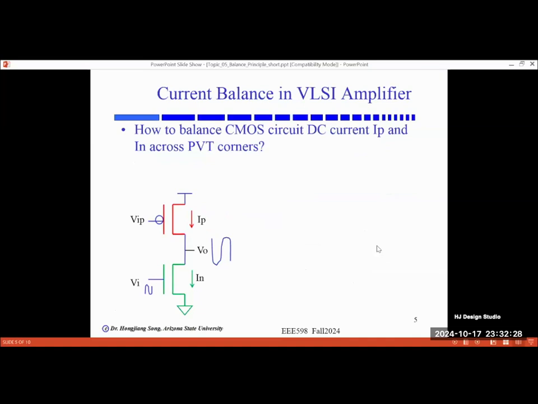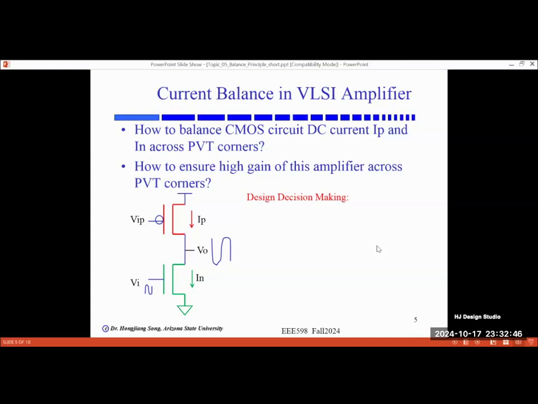So now the first one is really how can we balance the current bias, DC bias in the PMOS, NMOS. Second one is how can we ensure the amplifier is always in high gain condition across PVT corner. So this will involve three critical decision-making thoughts. The first one, we need to force the correlation of the biasing current in NMOS and PMOS.